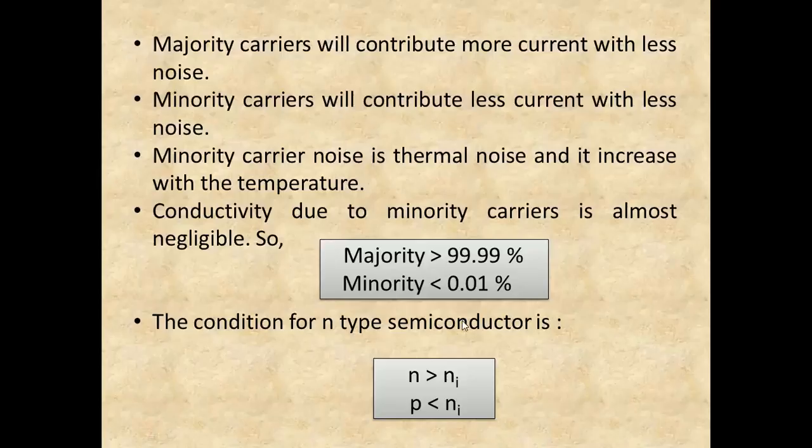You can see in this block I'm trying to explain that the majority, the electrons, are almost greater than 99.99%, and the minority is almost negligible, that's 0.01%. This 99.99 is a huge percentage, so you can say that electrons are huge in number. So the condition for an N-type semiconductor is N is greater than the intrinsic concentration and P is very much less than the intrinsic concentration. Why is it so? Because in an N-type semiconductor, as the electron concentration increases above the intrinsic concentration, the hole concentration falls below the intrinsic concentration, and this is because of recombination.